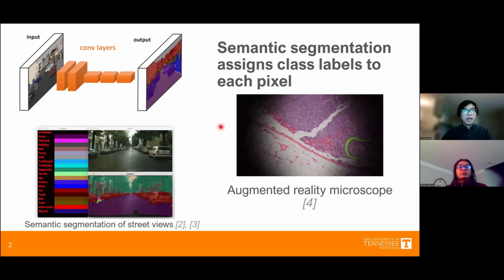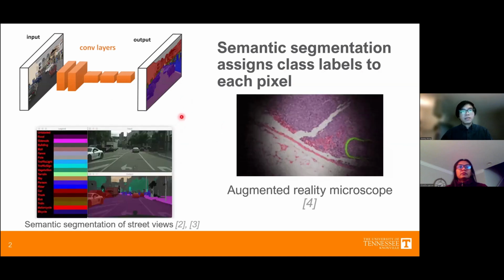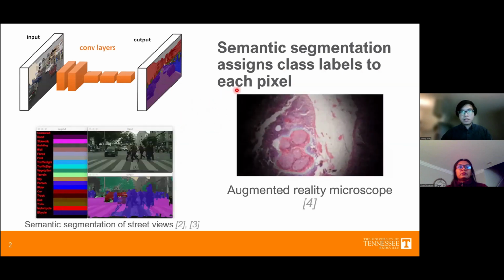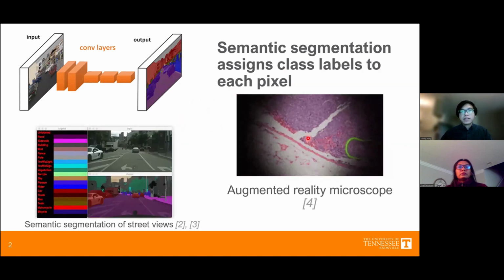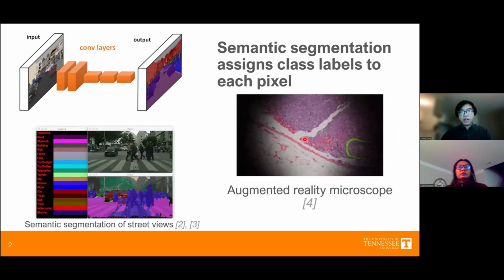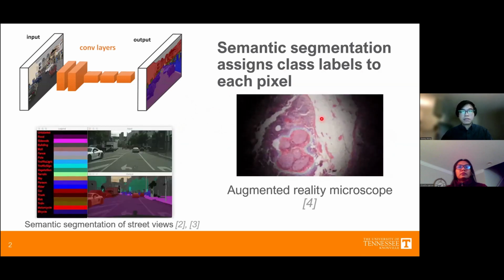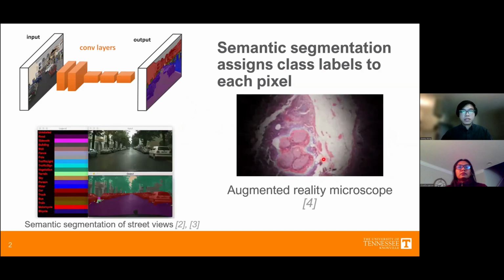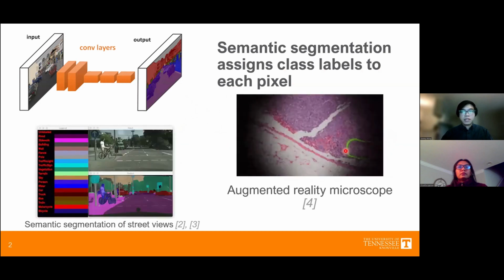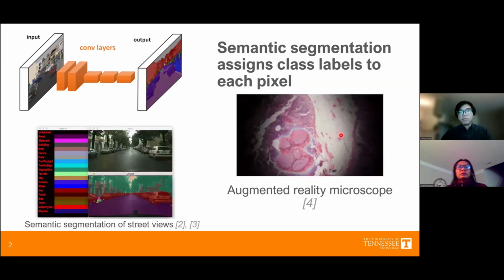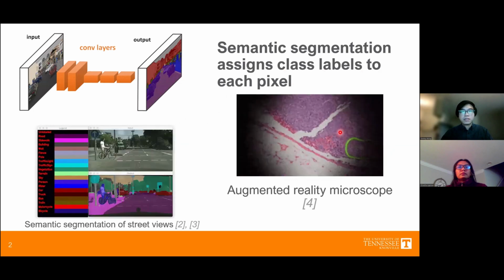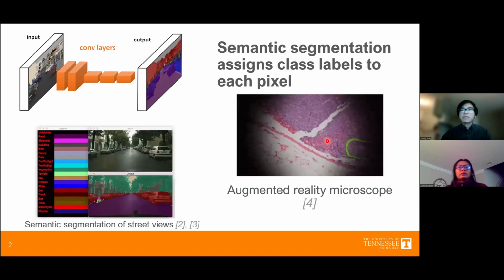the trees. And something that's more relevant to defect characterization would be in this example of an augmented reality microscope. It's a light microscope examining tumor cells, and it could identify tumor cells in real time, particularly their locations and each pixel that is part of a tumor cell.